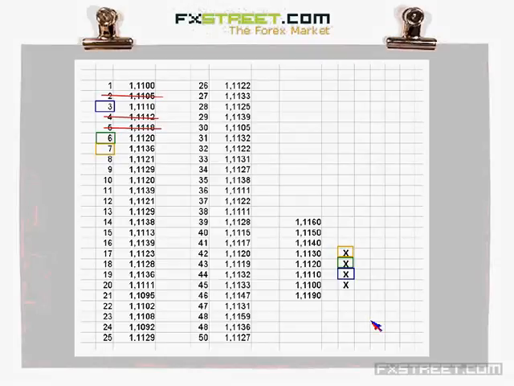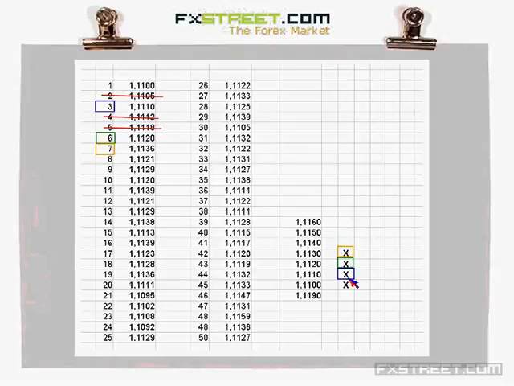Here we have the same price segment as before, but now we'll try to construct a 3-box reversal chart with the same price sequence. We already have plotted price number 3, which is 1110. Then we ignored prices number 4 and 5, since we are on the blue one and we need to print 20 or above to move in the same direction, or we need 30 pips below in order to plot a new column of 3 O's.